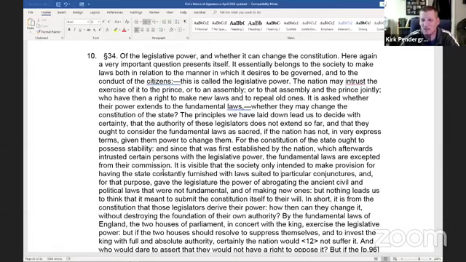That's like a McDonald's employee telling the CEO of McDonald's what he can and can't do. I don't think so. You'll get fired real quick. You try that with the boss, right? As it says here, it is visible that the society only intended to make provision for having the state constantly furnished with laws suited to particular conjectures, subject matter, and for that purpose gave the legislature the power of abrogating the ancient civil and political laws that were not fundamental.